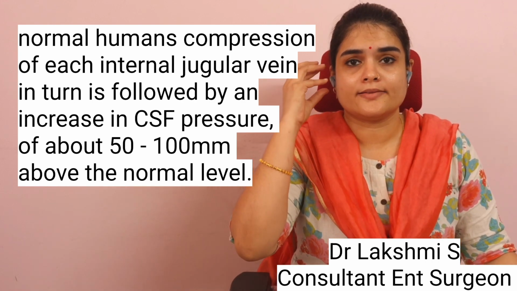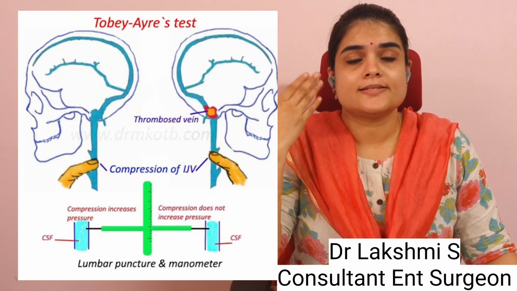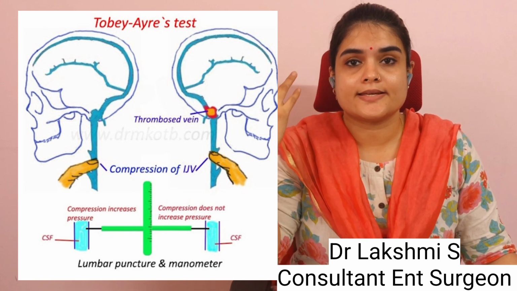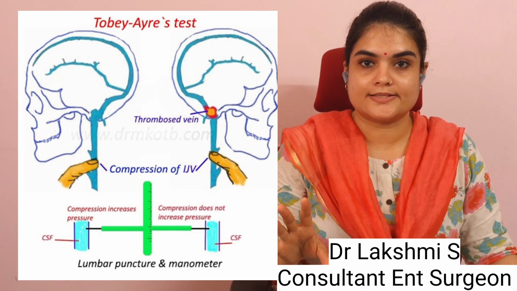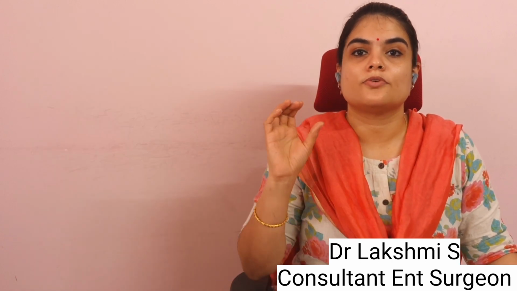So if there is a clot in the sigmoid sinus, when you compress the same side, there will not be an increase in CSF pressure. When you release the compression on the same side, there will not be a drop in the CSF pressure. That is known as a positive Dickinson sign or a positive Tobey-Ayer test.